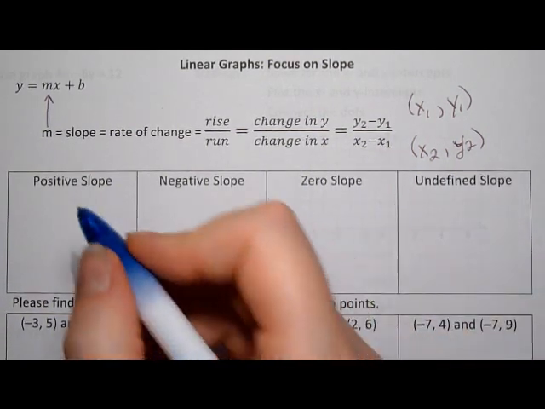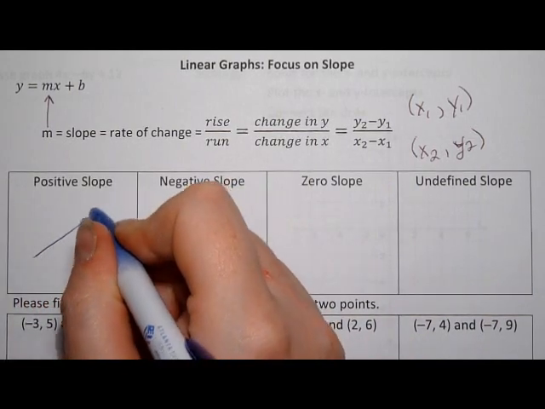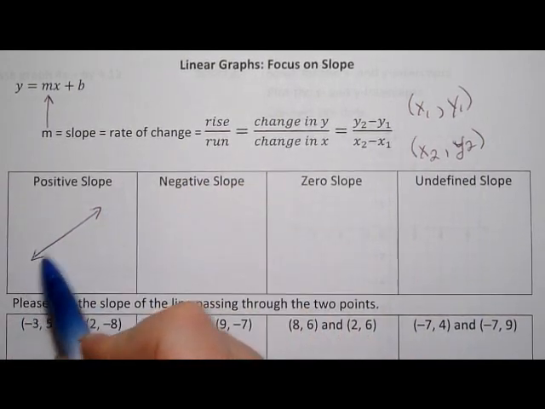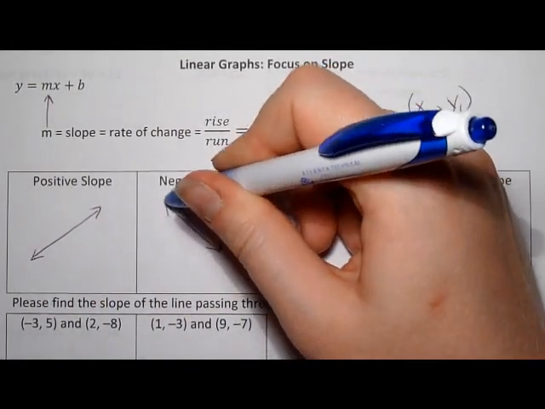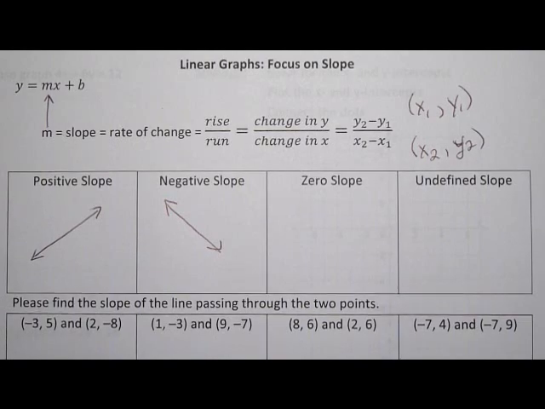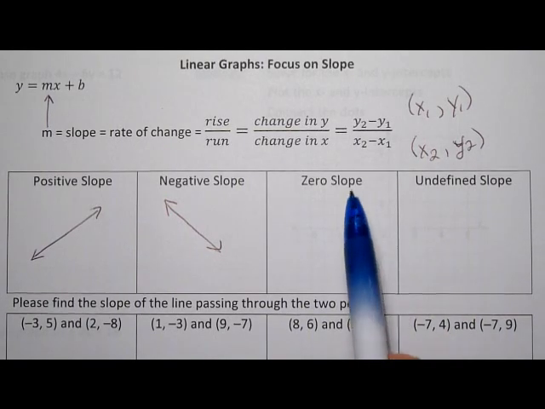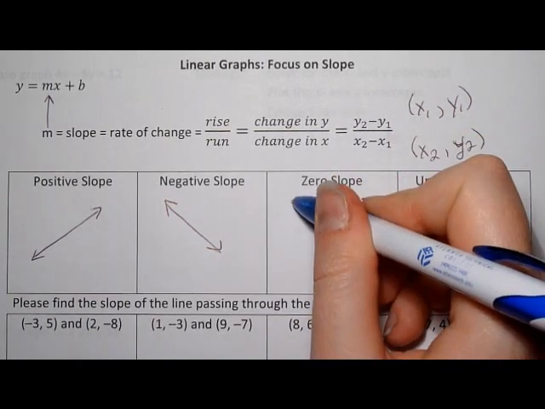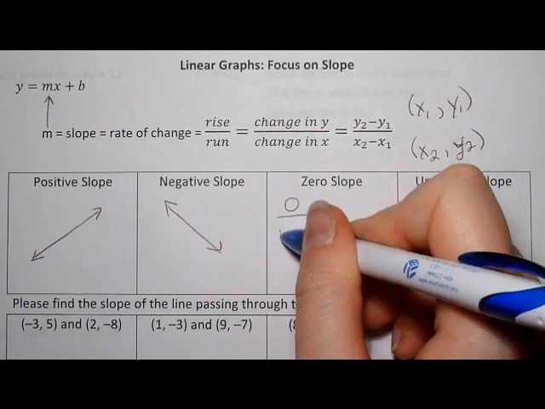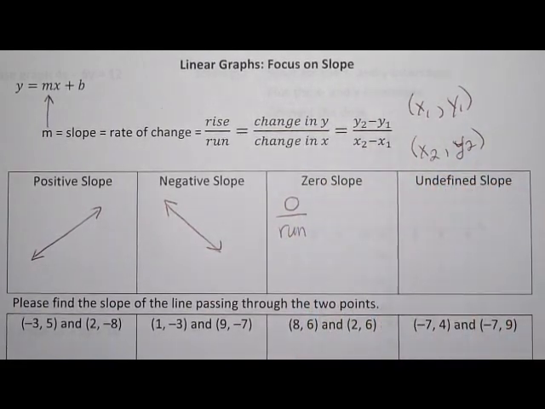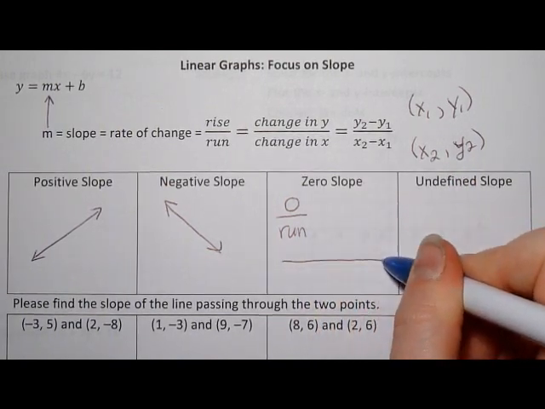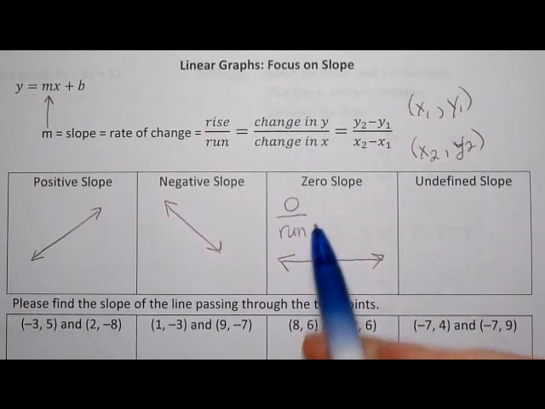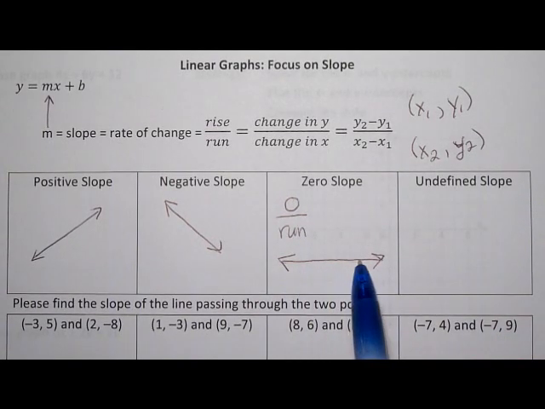Now, slopes can be positive, in which case they are a line that goes uphill. Slopes can be negative, then they are a line going downhill. A slope can be zero. If you have a zero slope, that means that your rise is zero and your run is whatever it is. So if you do not rise at all, you have a horizontal line. No matter how far I run along this line, I never rise up or down because it's a horizontal line.